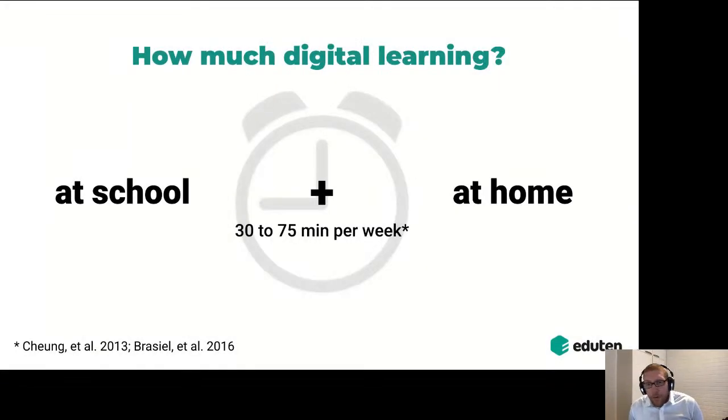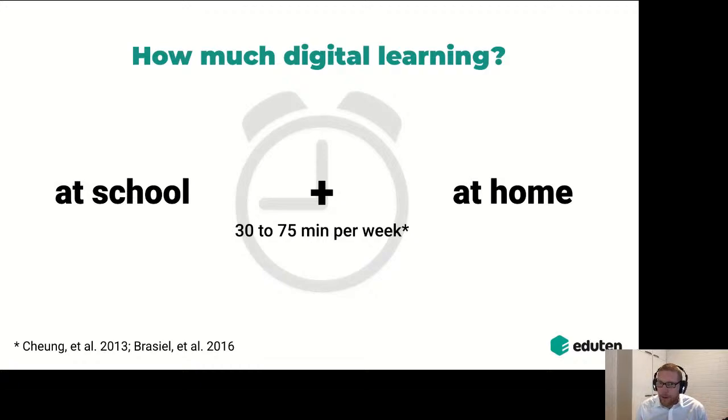Well, of course, another thing is how much digital learning. So we need to have it, or we want to have it, we might need it, but how much do we actually need it? So I picked up some numbers from research. You can see the sources down below. But to get good results, we need 30 to 75 minutes per week. At school, at home, 30 minutes to 75 minutes a week.